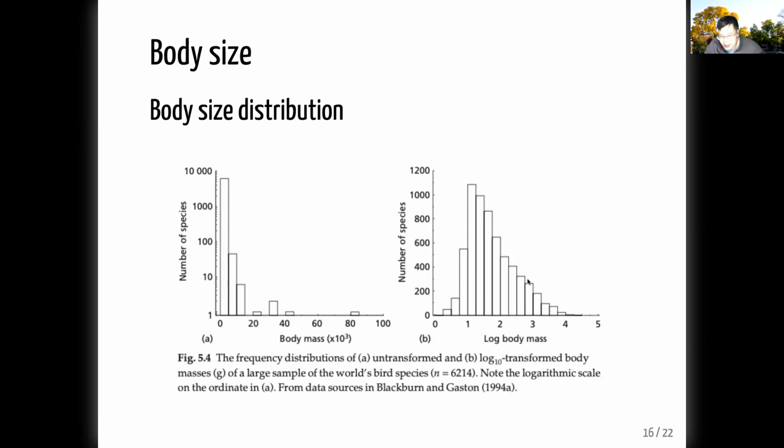And there are actually both biological and statistical reasons that this log10 transformation is quite common in biological measures such as body size or seed mass. We can talk more in the lecture on Thursday if you're interested. Okay, so that's the body size distribution.